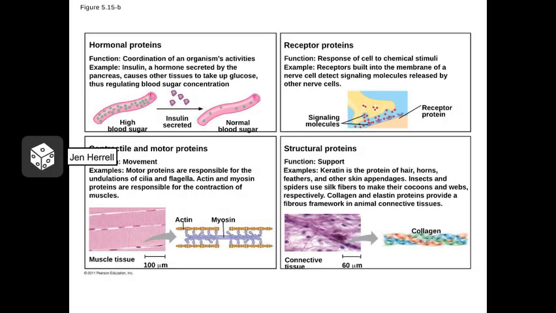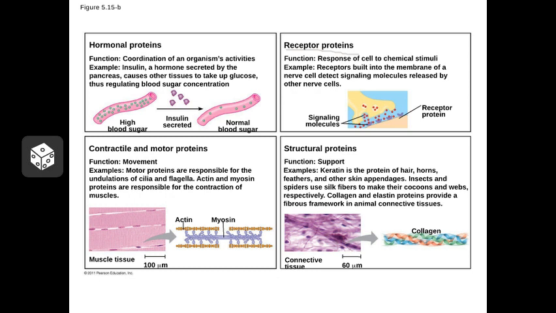Here are some more functions of proteins. Some proteins help your cells communicate with one another. These include things like hormones and things called receptors. Hormones are proteins that are released in the blood, and they circulate around in your body until they reach what are called target cells. Then they bind with those target cells and they send messages.